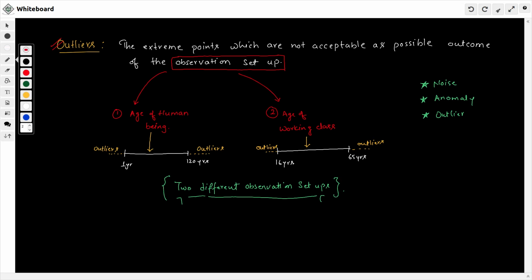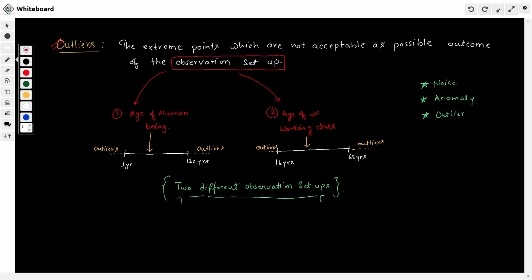Likewise, here we have the example of age of human beings and age of the working class. If we consider the age of human beings, we would be interested in finding ages in the range of 1 year to 120 years. If we get any value that is not in this range, we can consider that value an outlier with respect to the observation setup that we have taken.